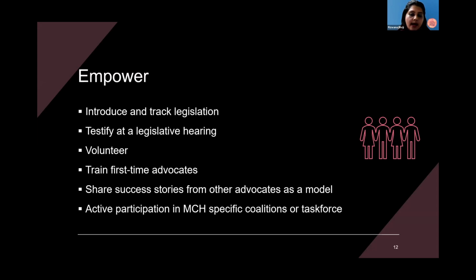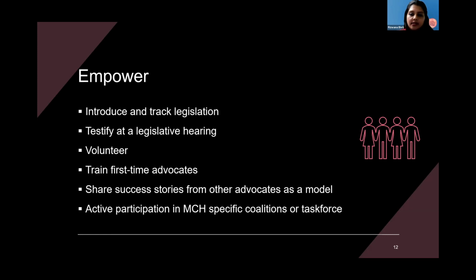The next is to empower, and these activities may take you longer, and there's no specific time period. It may take you a few months or even a few years when you're engaging in these types of activities. And this would include introducing and tracking legislation, testifying at a legislative hearing, volunteering for a policy advocacy organization. And this, I would say, is very important, especially if you're new in the advocacy space, is to look for an organization who is working for your cause. And this would give you an insider perspective as to how the policy process works.